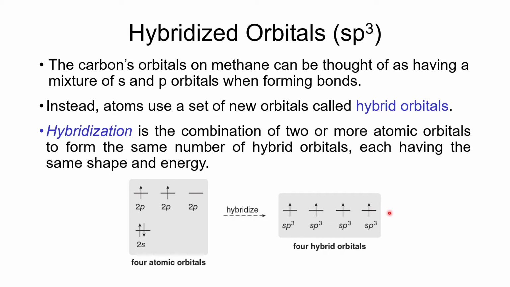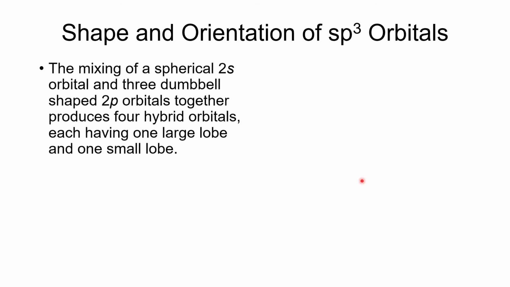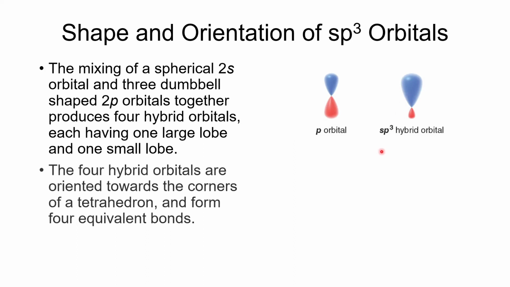All right, so we've got 4 orbitals. Now, the shape of those orbitals, what that looks like. So the shape and the orientation of those orbitals. We know that s orbitals are spherical and that p orbitals are dumbbell shaped. Well, when we take one s orbital and 3 p orbitals and mix them together, we're going to get 4 orbitals that are sp3 hybridized orbitals. And they're going to have some of the p character and some of the s character. The p character is the dumbbell shape, and the s character is the spherical shape. So it'll end up being a lopsided dumbbell.